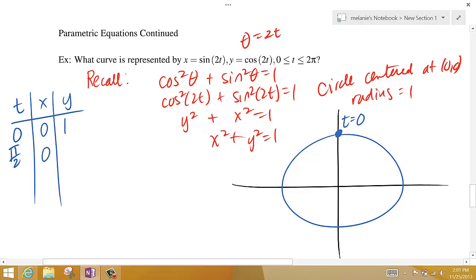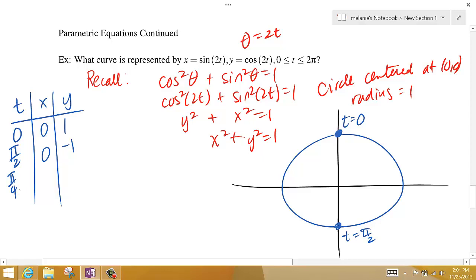Cosine of 2 times pi over 2 is cosine pi, which is -1. So I get 0, -1. Okay? So this is t equal pi over 2. From this point, it's not clear which direction I went in, so let's plug in a number in between.